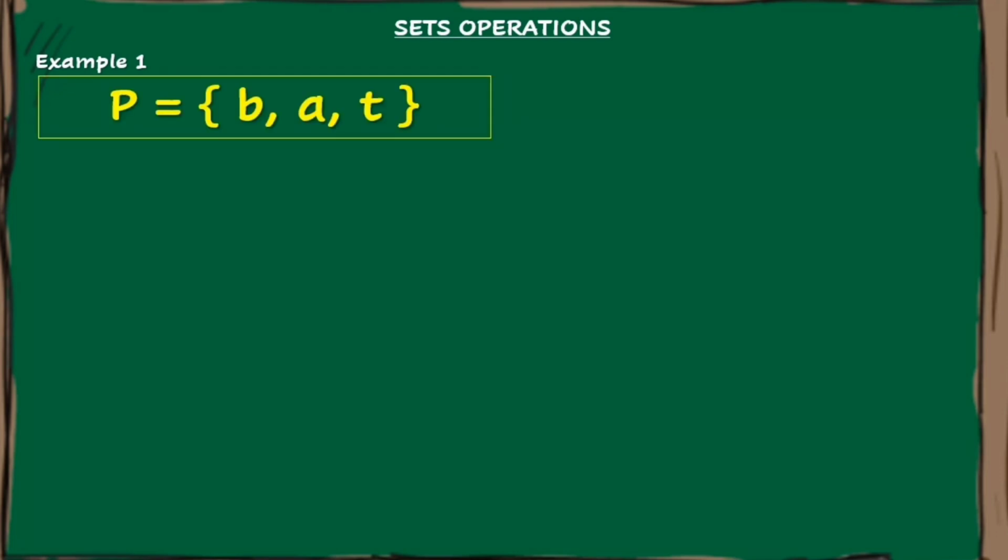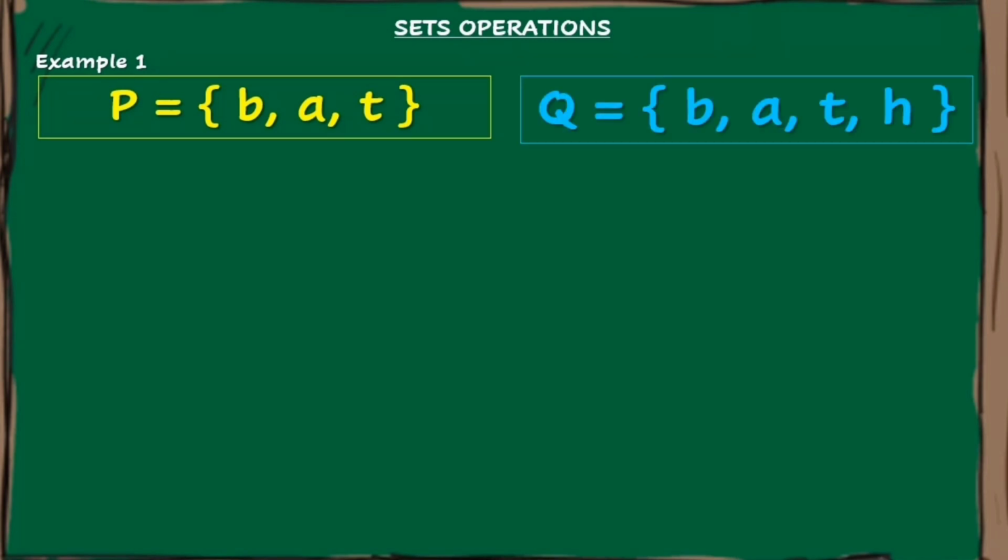This time, it's your turn to try. Can you give me the intersection of set P and Q? Set P consists of the letters B, A, T. And set Q consists of the letters B, A, T, and H. What is the intersection of set P and Q? The common elements are B, A, and T. Very good.